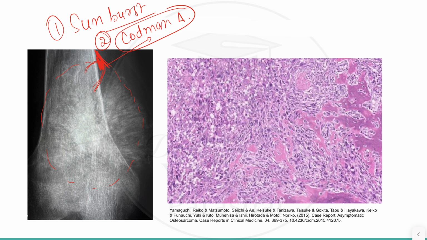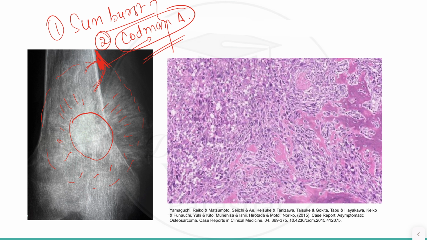So the sunburst appearance, which is the classic feature of osteosarcoma, can also be seen in other cases, such as Ewing sarcoma and metastatic bone tumors, and in benign conditions like aggressive osteomyelitis. So these two signs are just the periosteal reaction, nothing else. These are not specific to osteosarcoma.